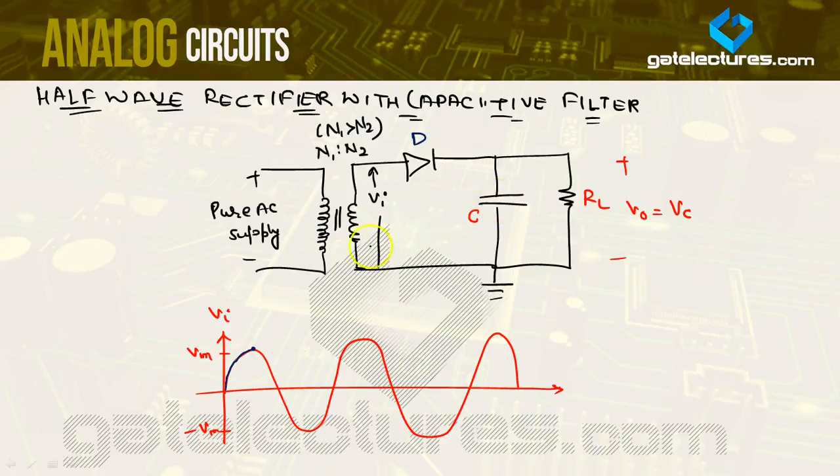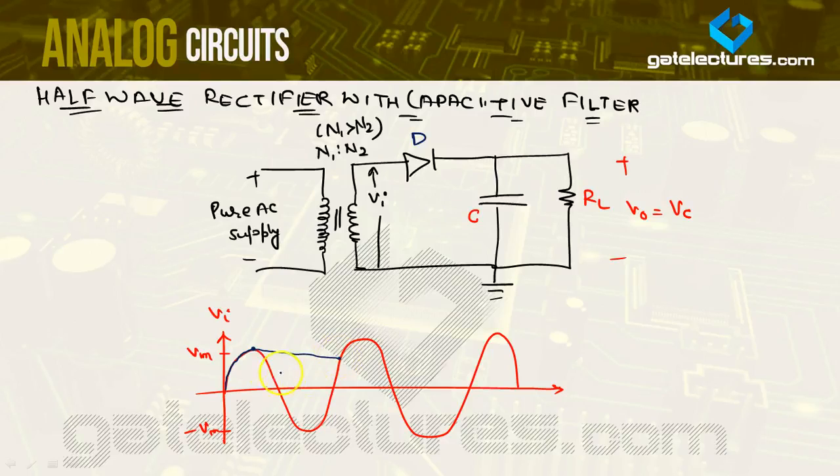At this point, after this particular point, VI will become less than VO, that is, VI will become less than VC. So since VI is less than VC, this diode will be reverse biased. The diode will be open circuited, and hence there is no path between your input voltage VI and the capacitor or load resistance RL circuit. So the capacitor, whatever charge it has gained, will start discharging through resistance RL like this.